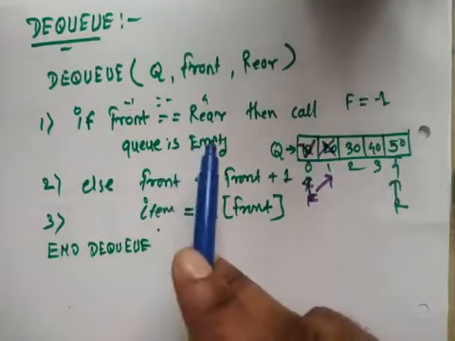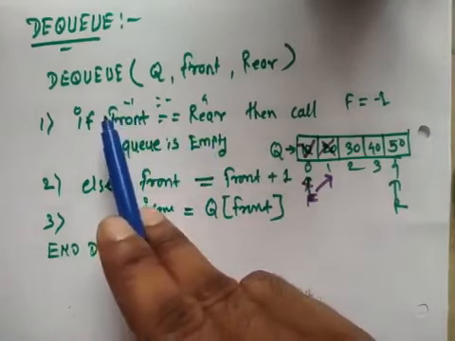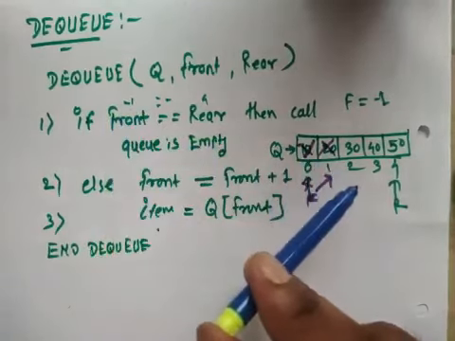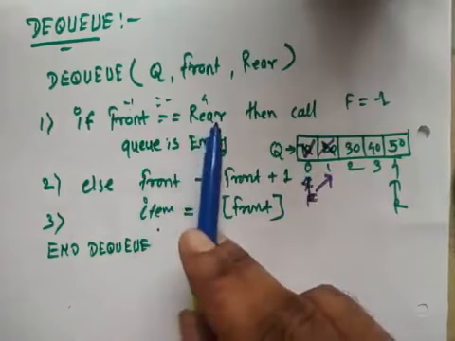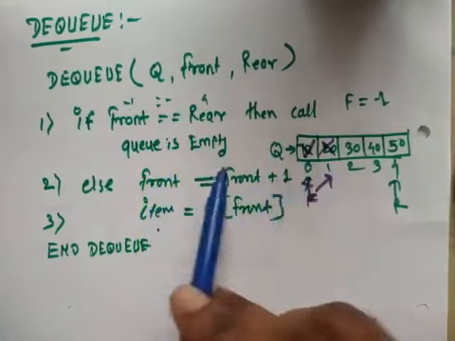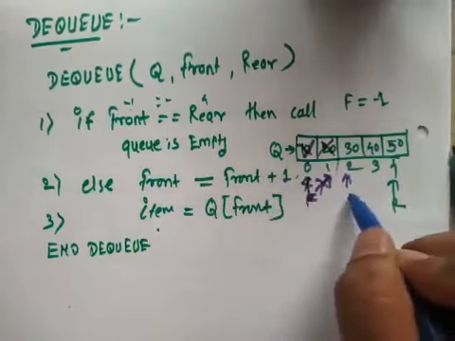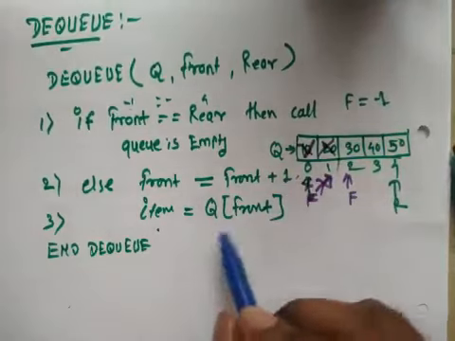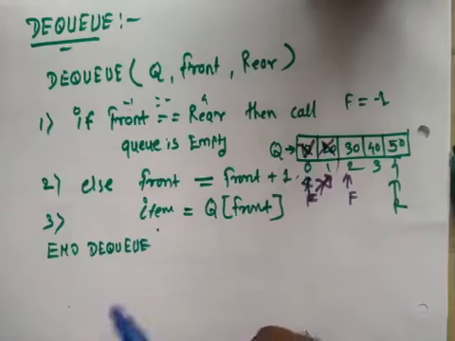Now again we call the DQ operation, where the front value is 1. Is 1 equal to 4? Condition false. It will jump to the else part. Front is equal to front plus 1, 1 plus 1, that is 2. Now front is pointing to index 2. At index 2, whatever element we have, we collect it in the item variable.